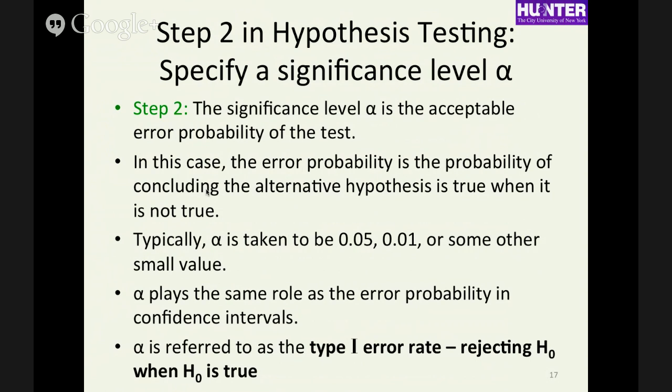Okay, on to step 2, which is select a significance level, the value of alpha, which is that type 1 error probability. So it's the probability of rejecting your null hypothesis when the null hypothesis is true and you've only rejected it because of random sampling variation. It's usually taken to be 0.05, maybe 0.01, some small value.